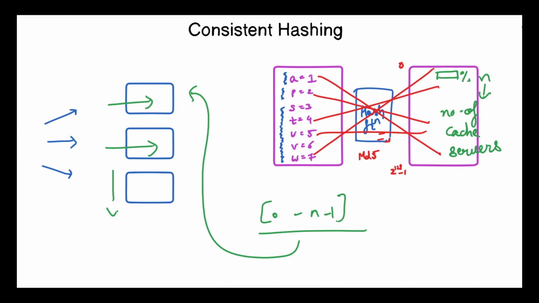Till now, what we have studied is that we take a key, we pass it through a hash function, and to the value that we get from the hash function, we apply a modulus operator by a value n, where n is the number of cache servers, so that the final output we get is in the range of 0 to n minus 1. And based on that value, we put our key into the corresponding server. Everything seems pretty good, but again, there is a problem with this approach.